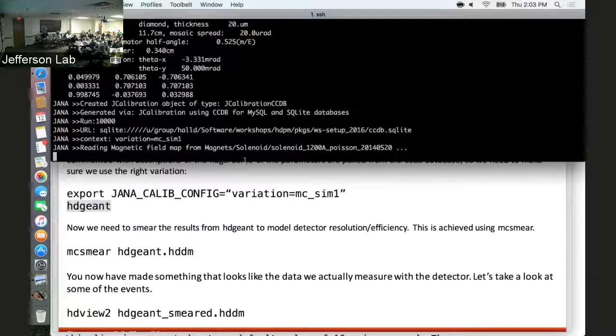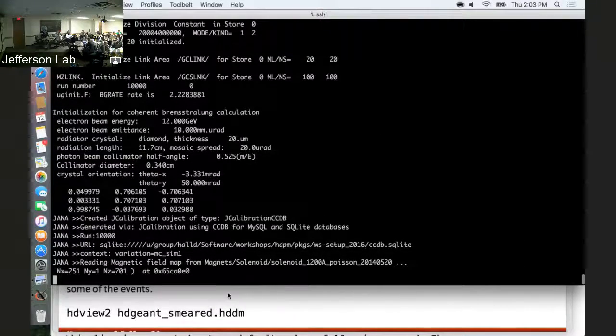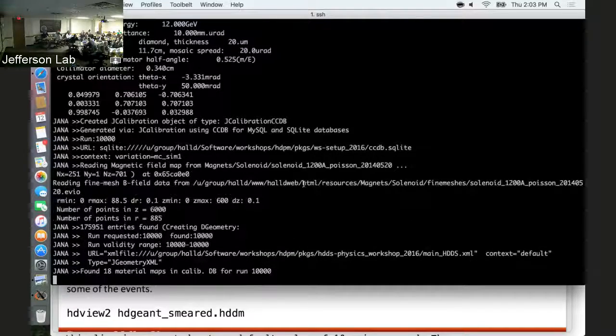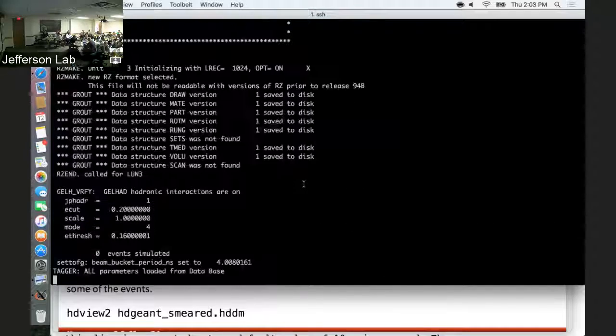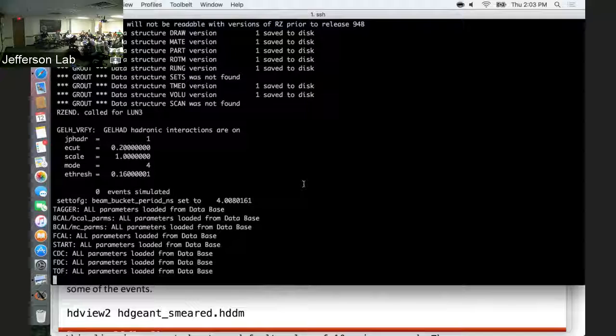Okay, so now it's starting by contacting the database and initializing a bunch of items here, and you'll see that really at the end of this, when it starts running, this is what's going to eat up your time, running HDGeant. And so thankfully we switched to 25 events. In the meantime, is there anything else I can talk about?